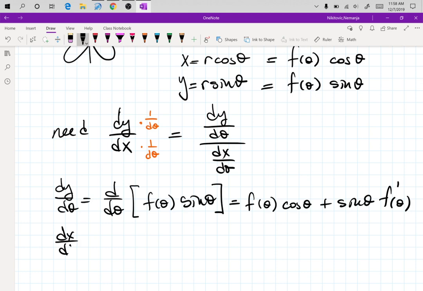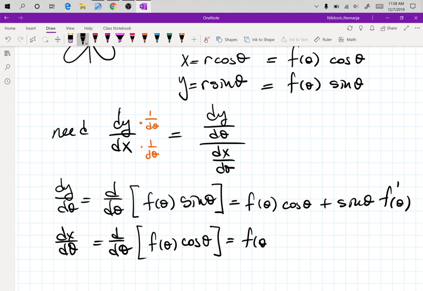Dx d theta, same deal. We have the derivative with respect to theta of f of theta cosine theta. Copy the first times derivative of the second, that's negative sine theta, plus copy the second, cosine theta, derivative of the first is f prime.